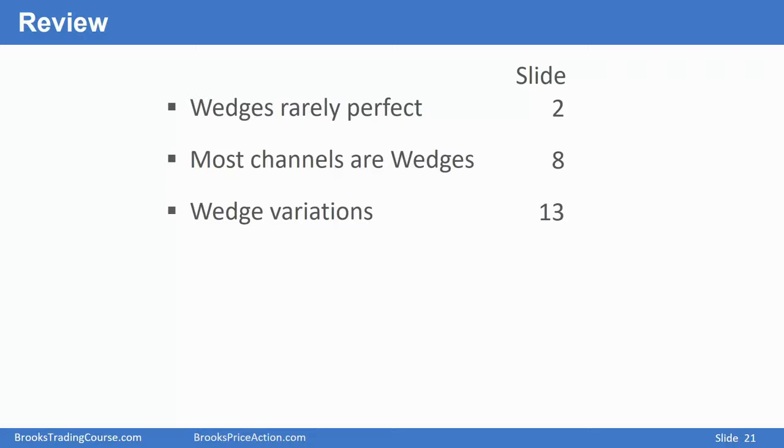I made the point in this video that wedges are rarely perfect. Also, most channels, whether or not they're convergent, are variations of wedges. And then I talked about some variations of wedges, like failed breakouts above double tops and failed breakouts below double bottoms.